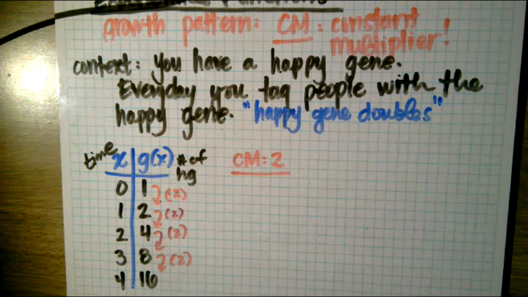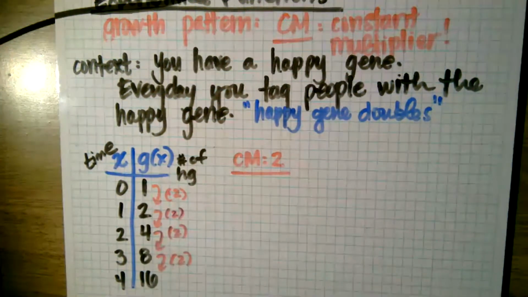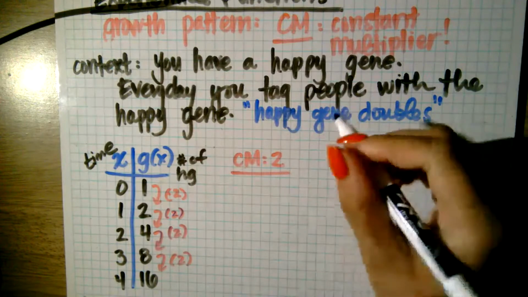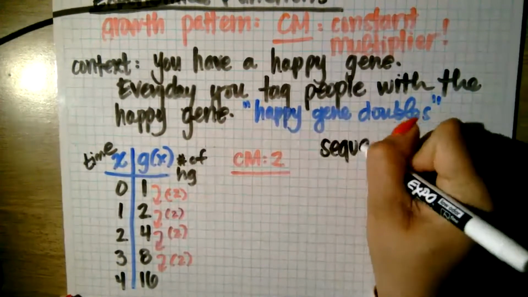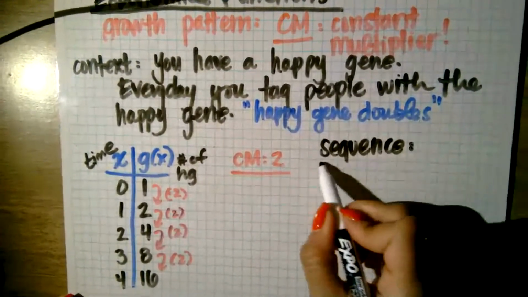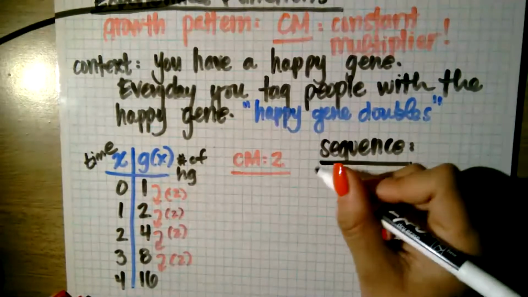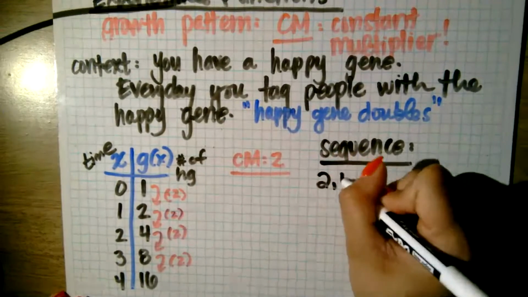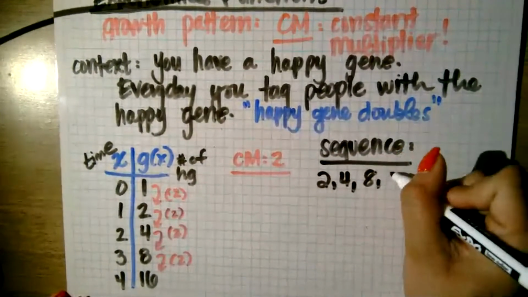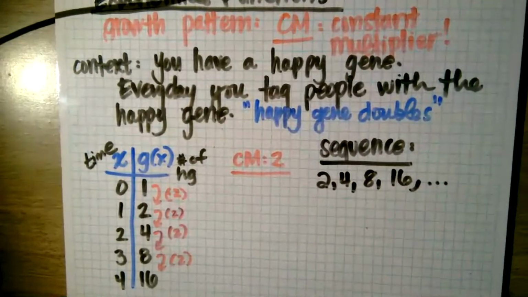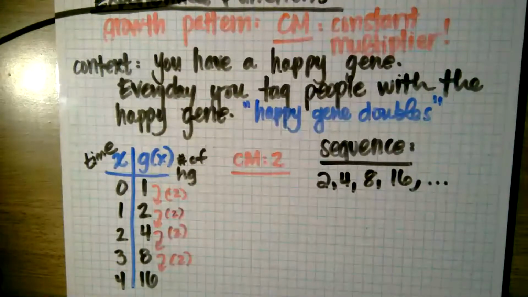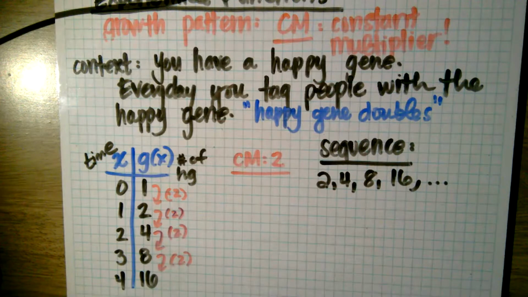Now that we know the definition of a sequence, I'm going to put the sequence here. The sequence is just an ordered list of a function's output starting with f of 1, or g of 1 in this case. So my sequence is going to be 2, 4, 8, 16, dot, dot, dot, and those dots mean it continues. So let's build the recursive rule since I have the sequence.